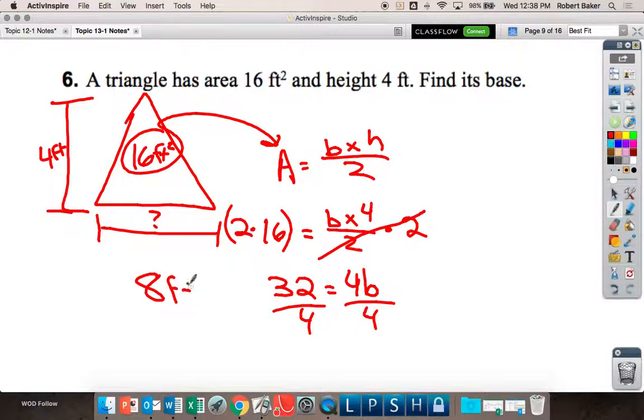8 feet. So the base is 8 feet. Not 8 puppies, not 8 unicorns, not 8 oranges, not 8 watermelons, 8 feet. You say you get it, but you still don't answer the first time. Oh, this is fun. Okay.